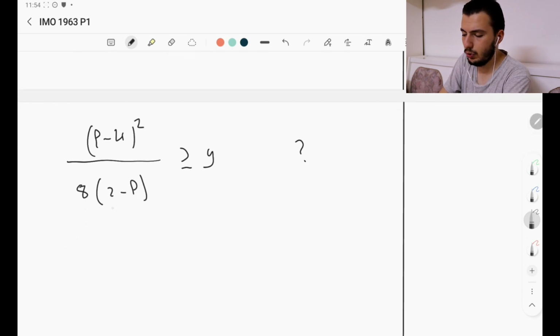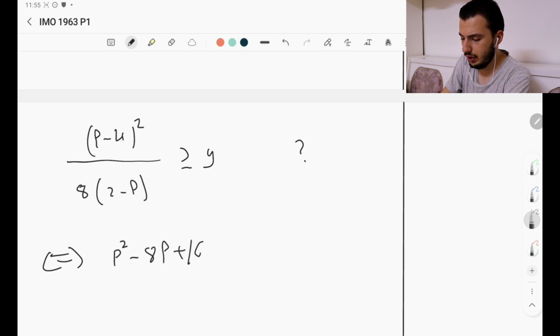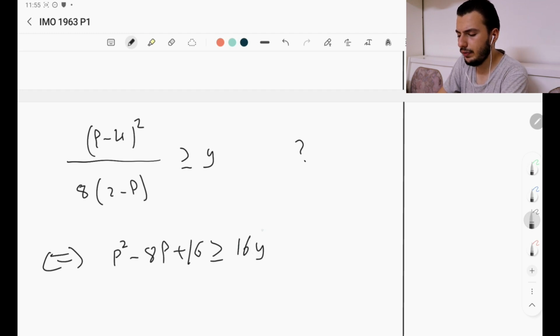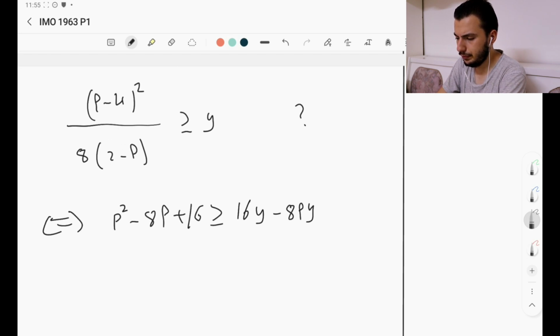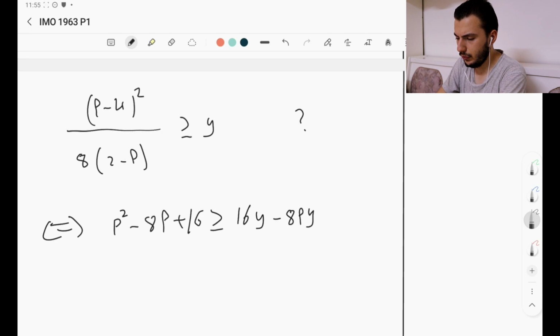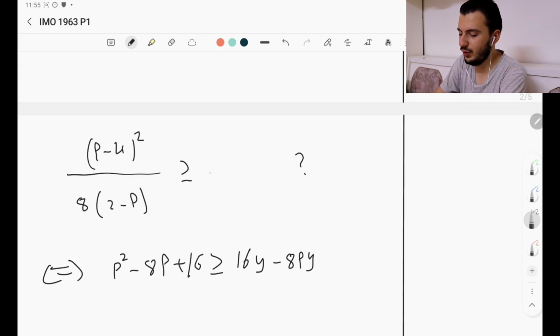Well, simple also, we do the same thing exactly. p squared minus 8p plus 16 is greater than or equal to, well, here we have 16p, and then we have minus 8p squared. Okay, so what can we do now? Oh, sorry. Why was I putting y? Okay, it is p, not y. Sorry.